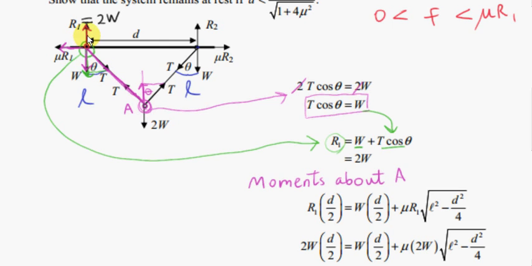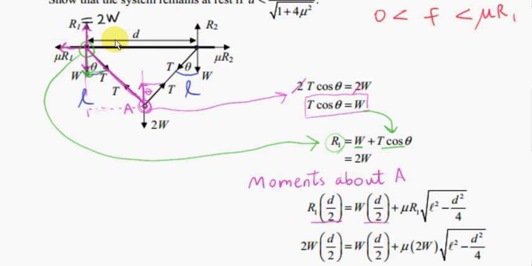Now R1 has a clockwise moment about the point A. These 2 forces have anti-clockwise moments about the point A. So here's the clockwise moment. We have to get the perpendicular distance of A to the line of action of R1. Well, that's just half of D, D over 2. So we multiply R1 by D over 2. Now, what about W? To get its moment, we multiply W by the same distance as before, D over 2. W has an anti-clockwise turning moment about the point A. And finally, we have mu R1.